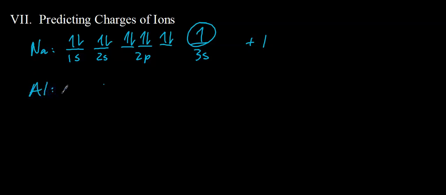Draw the orbital diagram for aluminum. Circle the valence electrons and indicate the charge of the ion formed from aluminum. Go ahead and pause the video while you work on that.